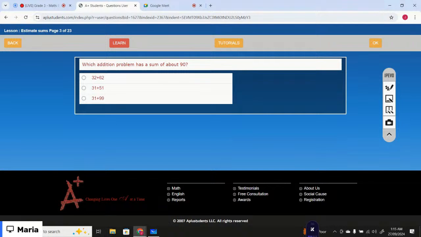Which addition problem has a sum of about 90? So which is the correct option? That is option number 1 is the correct option. 32 plus 62. Option number 1 is the correct option.